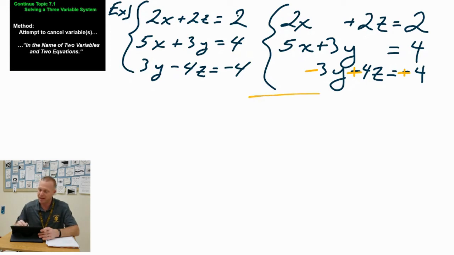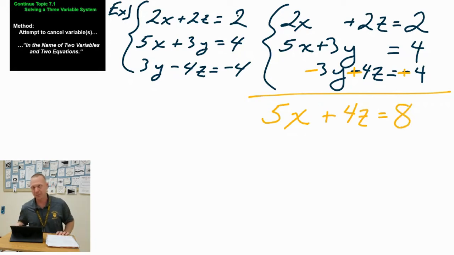Now what that does is it allows me to add the second equation with the third equation. What happens when you add them? You're just going to get a 5x. Don't forget about the 5x. The y's are going to cancel. I'm going to be left with a 4z. Now over here, I have to make sure that I add 4 plus 4 and get 8. I almost forgot to do that and was just going to write down the number 4.